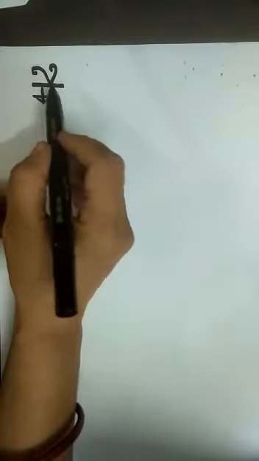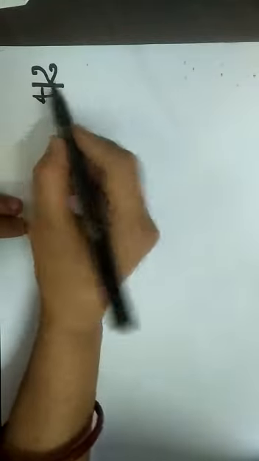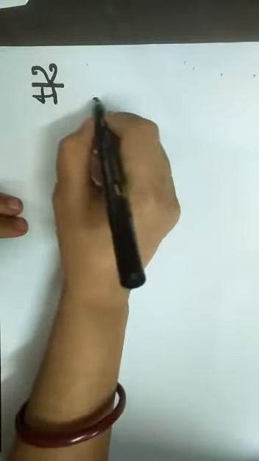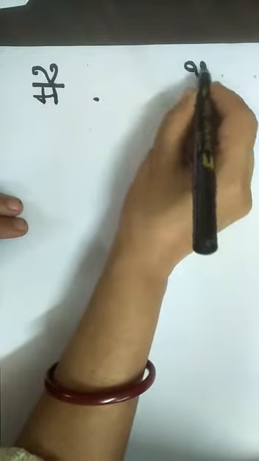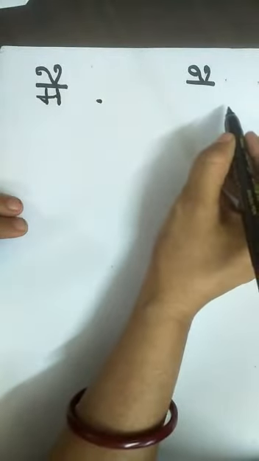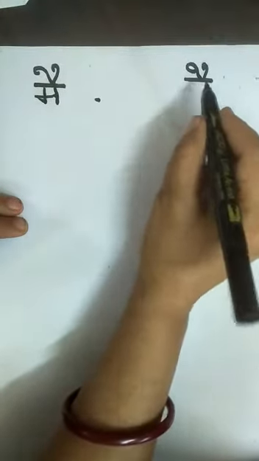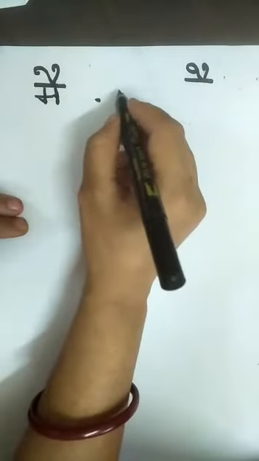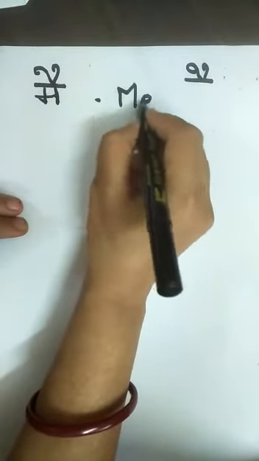Let's start. The first letter that we'll learn today is Ma. And this is A. Ma. A ki matra. We learned matra. This is Ma. If you remember, we learned this matra. A. Bada A, big A. This is Ma. Ma is me.